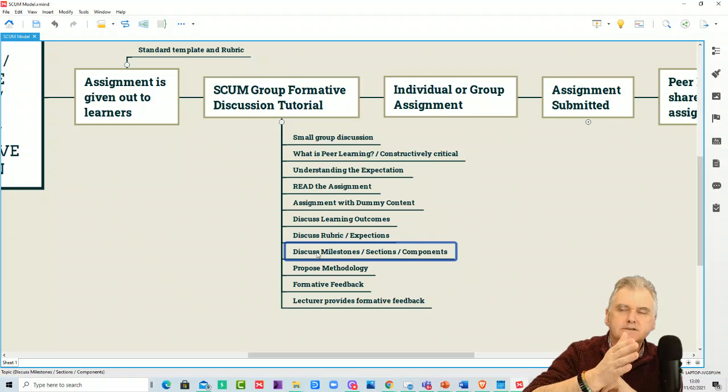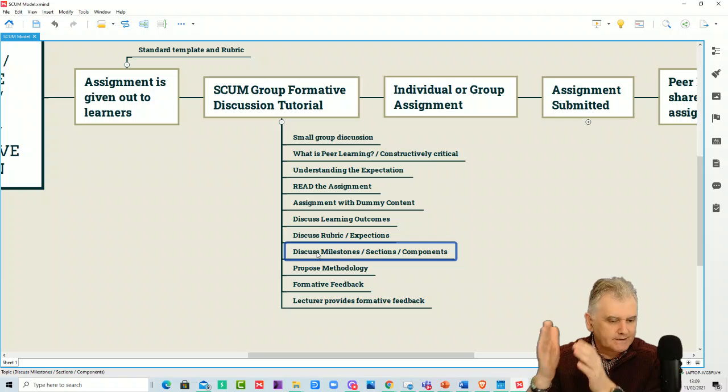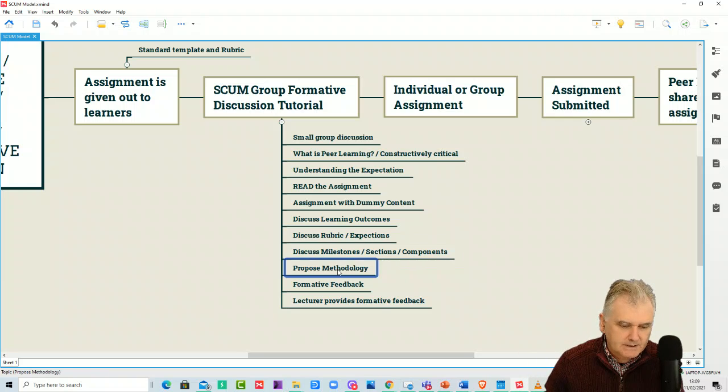What are the things you need to do? It must have an introduction. It must have a background. It must have a literature review. It must have a solution. It must have different stages in it. And it might talk about the methodology. It might talk about where to go, what places to look, what videos to watch.